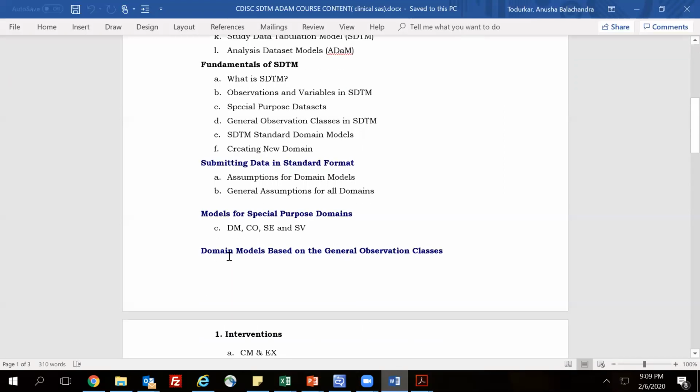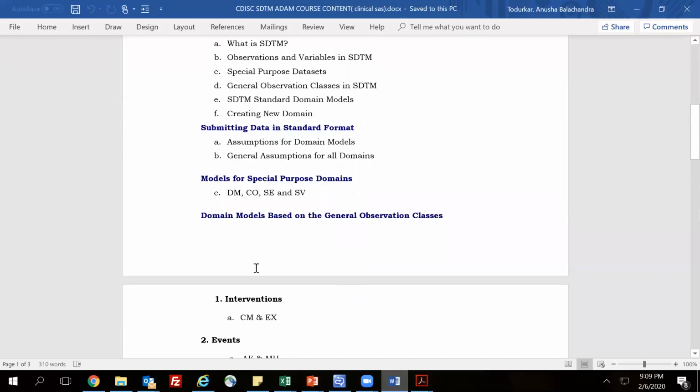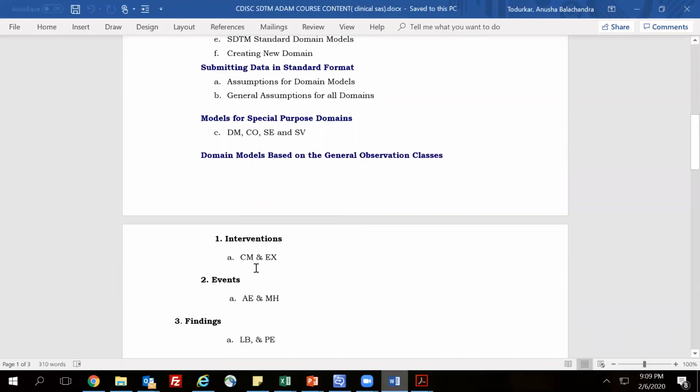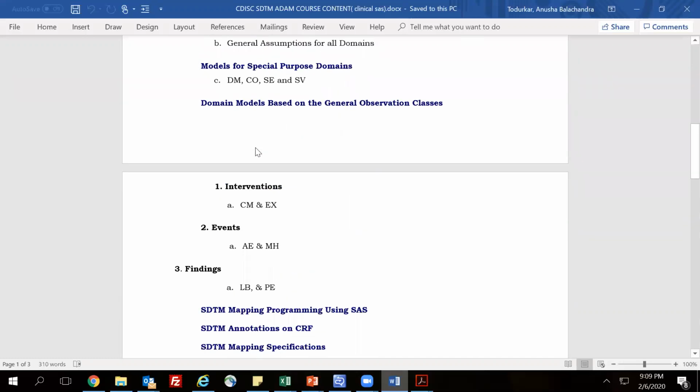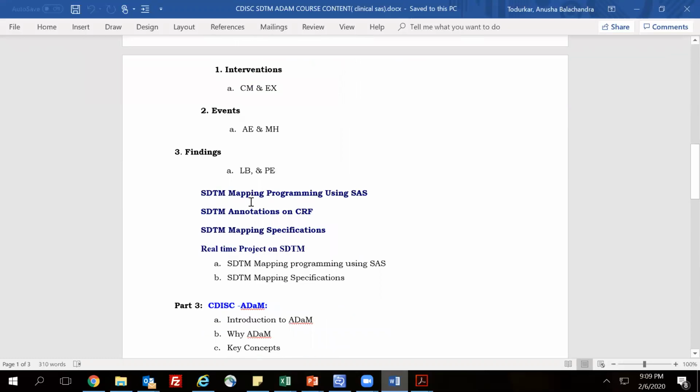Okay. And then these are the kind of domains I'll be showing probably in my next class, what these domains are, like how we need to map and all that. So these are the basic domains which we most widely use in the clinical industry, and we have to have knowledge about this. Okay. So these are the domains, like what are interventions, events, findings. And then next, the SDTM mapping.